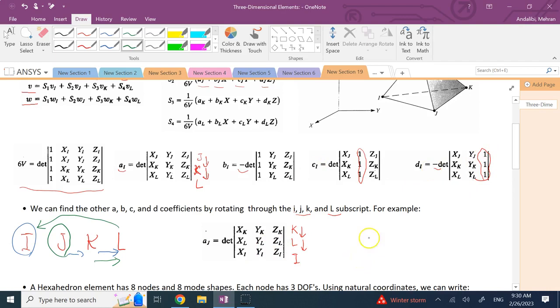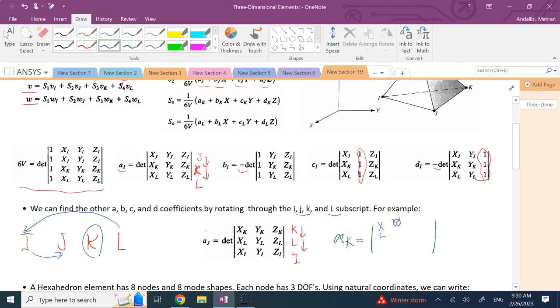And just as one more example, if I want, let's say, a K, what determinant is that? Well, look at here. My focus is going to be K this time. So the focus is here at K, so I should start at L. If I go at L, there is nothing here, so I should go back. First I go from L to I, and then from I to J. So the data here are going to start with L: XL, YL, and ZL.